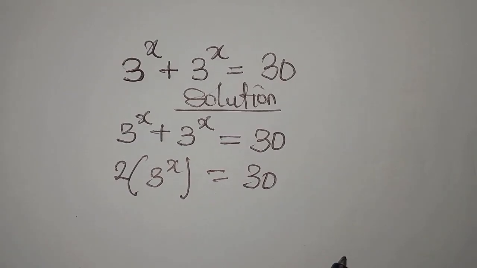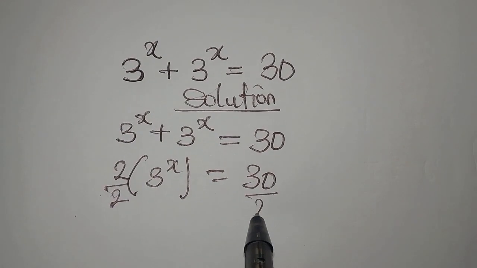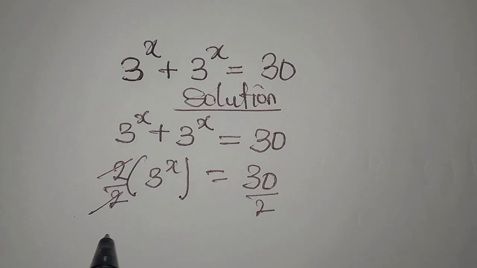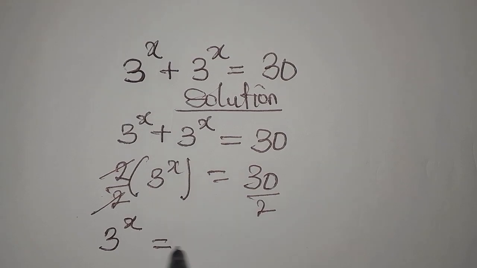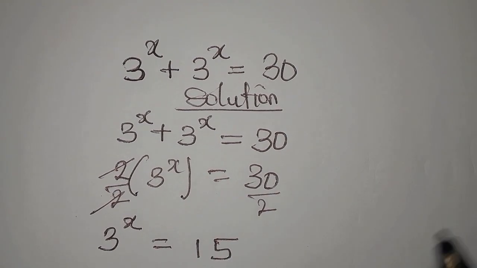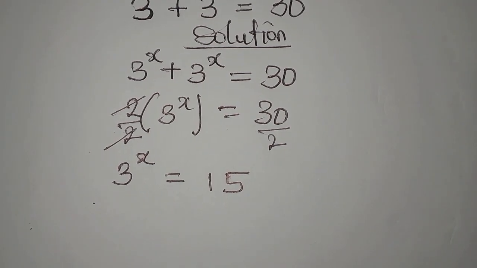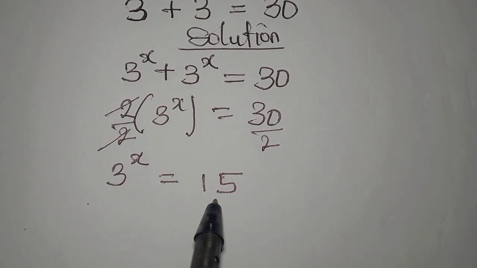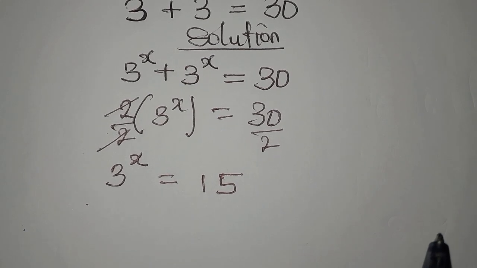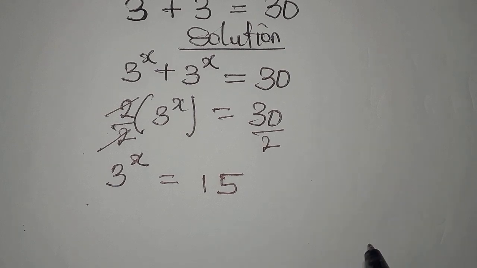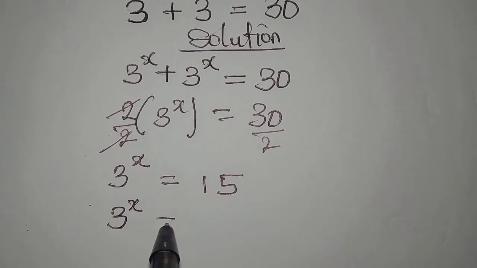Now, what do I have to do? I have to remove this 2, so I divide by itself, and it has to reflect on the other side. 3 to the power of x will now be equal to 30 divided by 2, which is 15. Now, our target should have been making sure that we have the same base, but we can't have the same base in this case, meaning that we'll have to take the log of both sides. But before we do that, let's see how far we can break this.